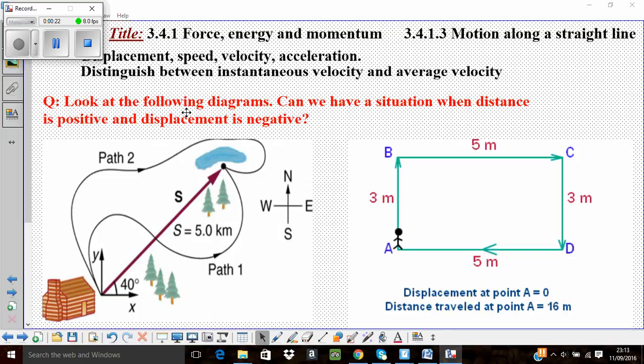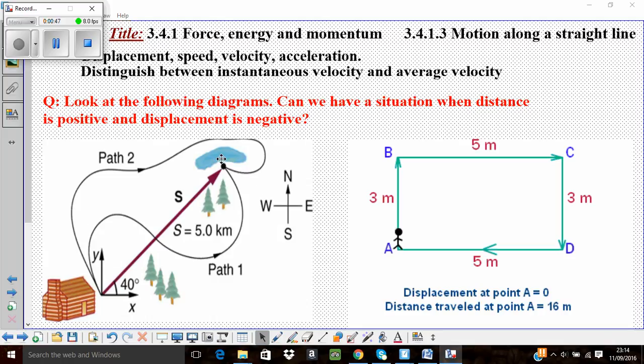Can we have a situation where distance is positive and displacement is negative? So can we have a situation when distance is a positive value and displacement is a negative value? As we can see on the diagram on the left, distance represents either path 1 or path 2 going from the house to the lake.